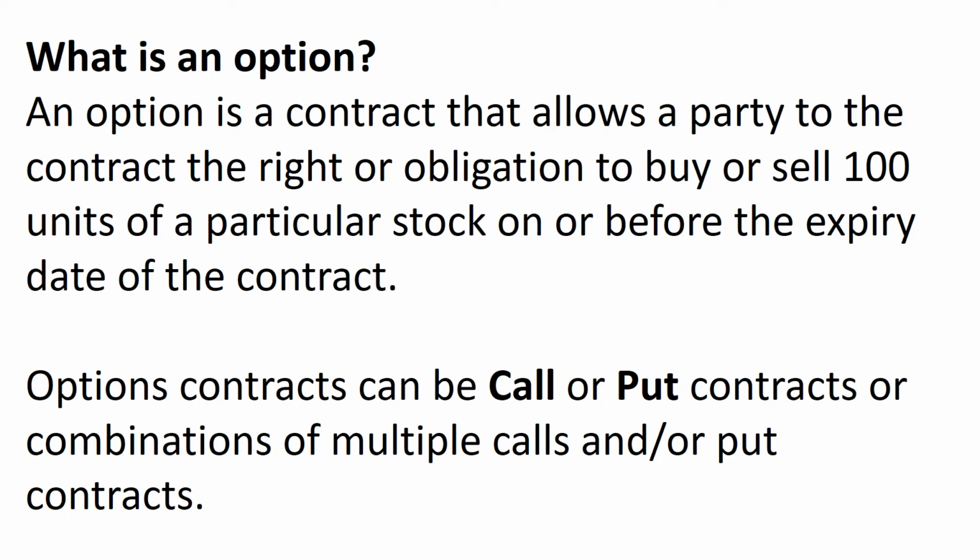And there are two main types of options contracts that exist. One is called the call contract. The second one is called the put contract. You can also have multiple combinations of either the call or put contract as part of a trade strategy.